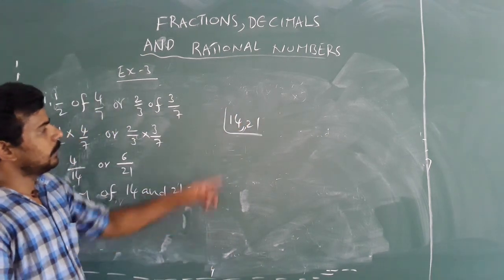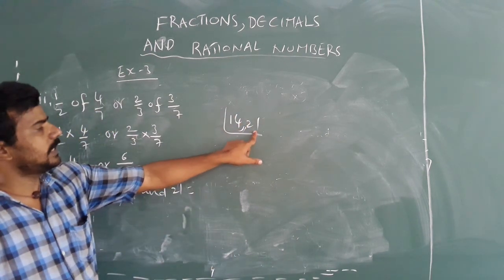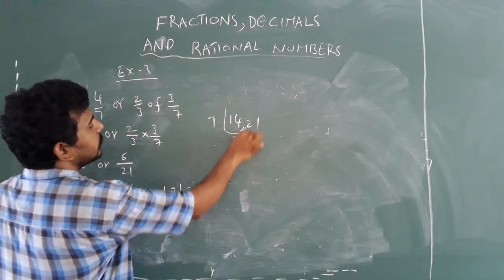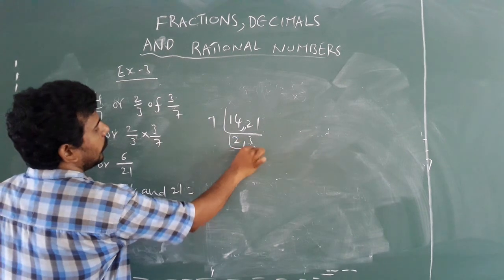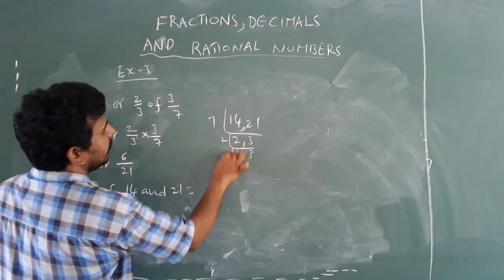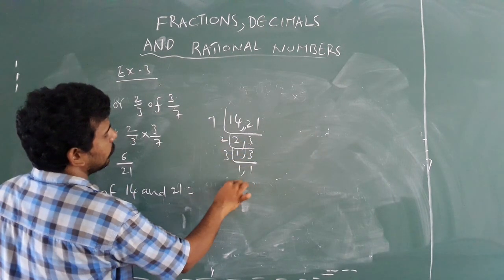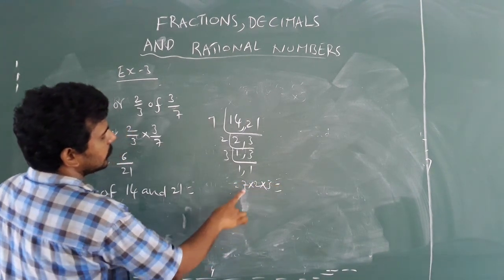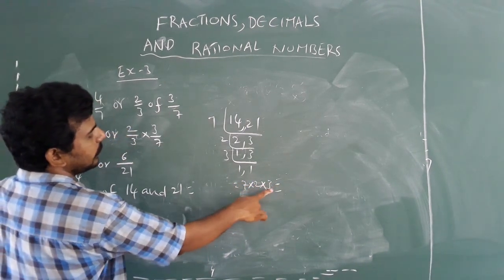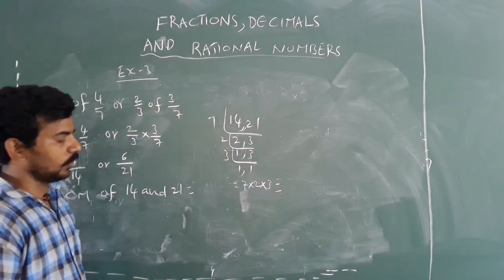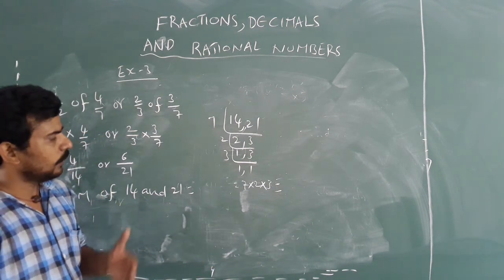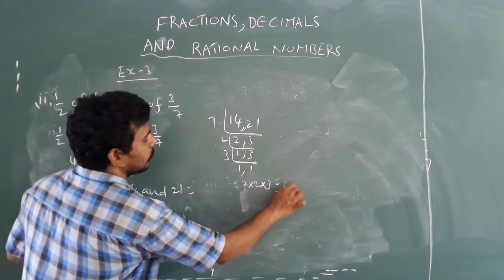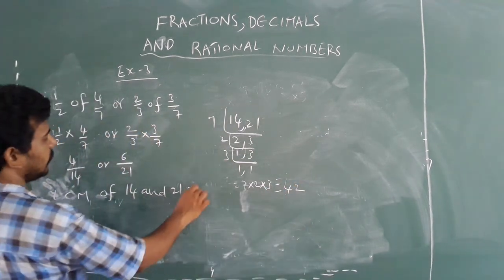So find the LCM of 14 and 21. Take which table? 2 7s are 14, 3 7s are 21. Take the 7 table. In 14, 2 times; in 21, 3 times. Now take 2 and 3, so 7 into 2 into 3. 7 2s are 14, 14 3s are how much children? 42. So what is the LCM children? 42.